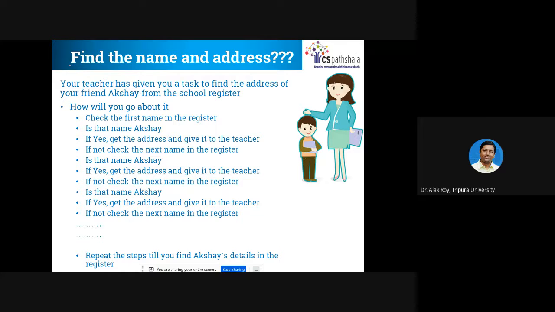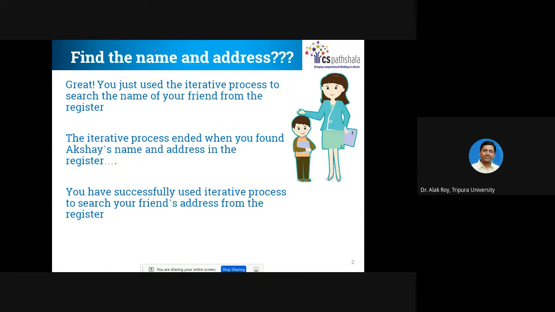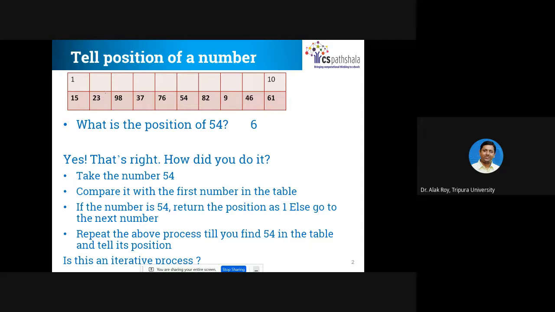So there can be different examples, like finding the name and address of students, or maybe some examples that tell the position of a number. Okay. What is the position of 54? So the iterative process will continue. Position 1, next it is 2, next it is 3, 4, 5, 6. So the position is 6. At position 6, you have 54.